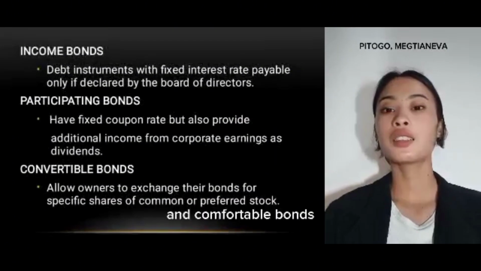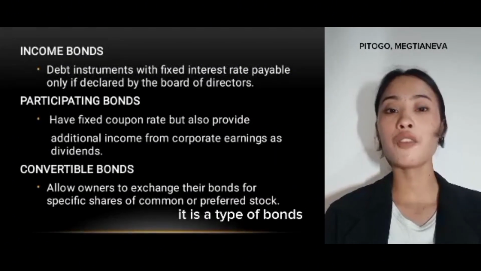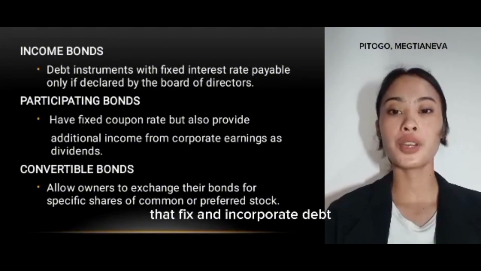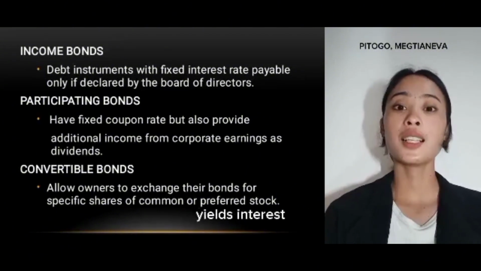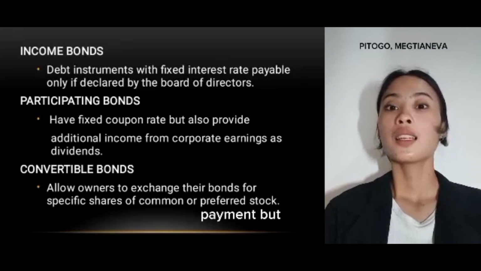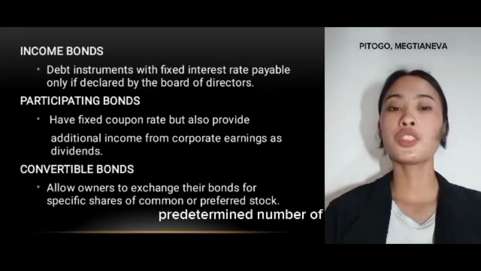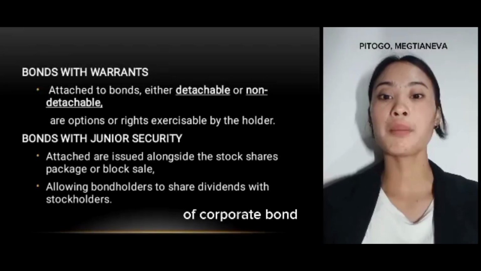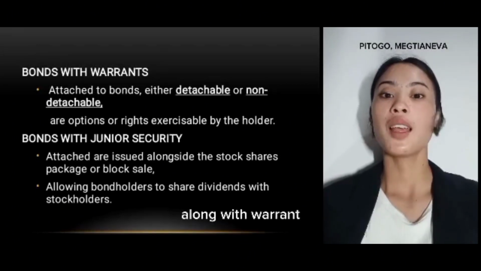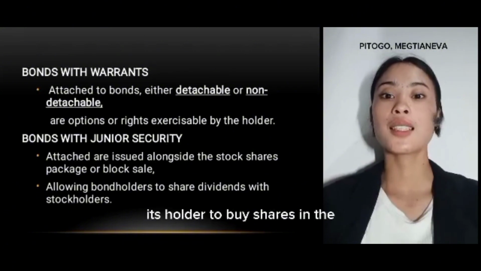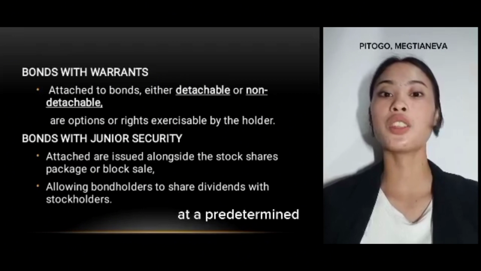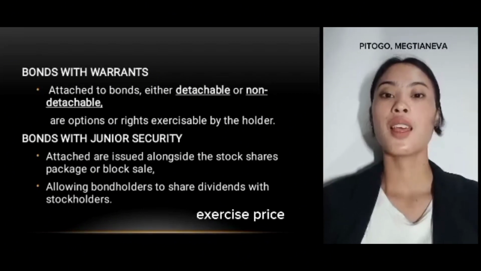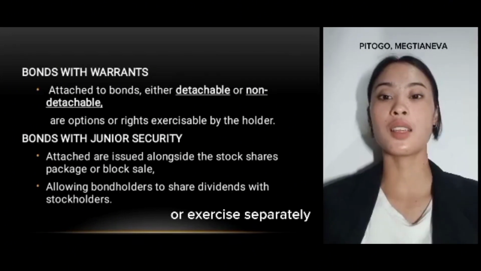company. And convertible bonds are a type of fixed income corporate debt security that yields interest payments but can be converted into a predetermined number of common stock. Bonds with warrant is a type of corporate bond which is sold along with a warrant and which entitles its holder to buy shares in the issuing corporation at a predetermined exercise price. The warrant and the bond can be traded or exercised separately.